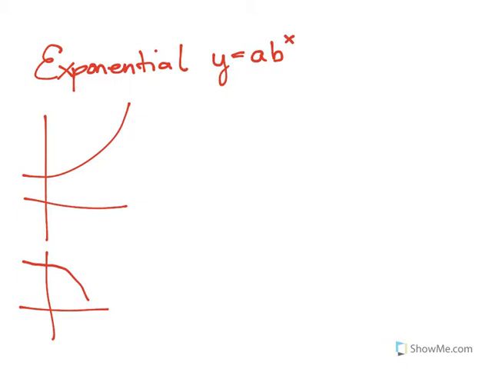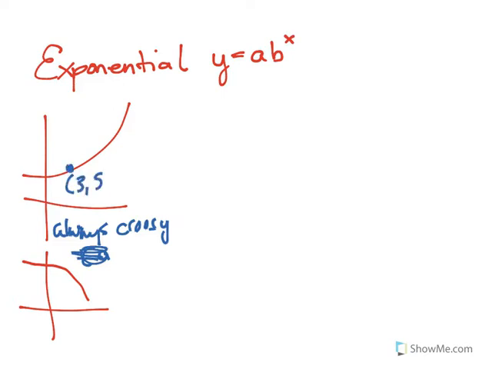Fourth type is exponential, a b to the x. It will always cross y. Okay, so if I have my 2 points, I know it's an exponential because it passed through y.